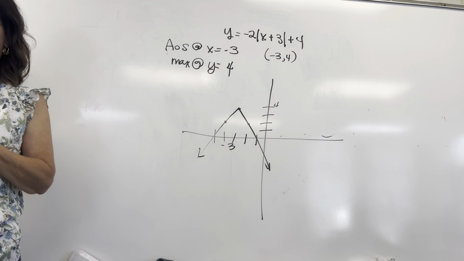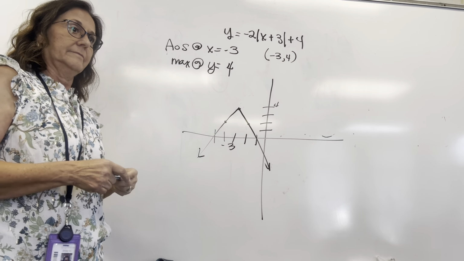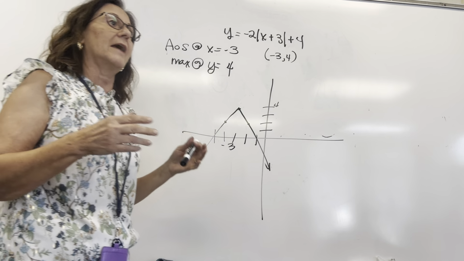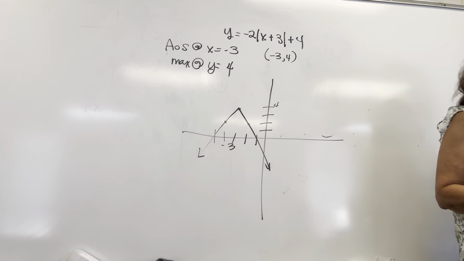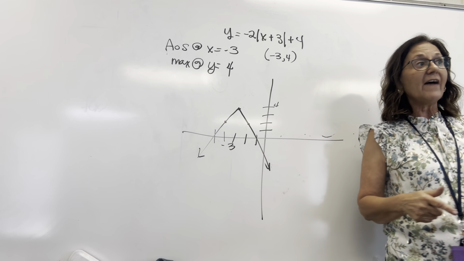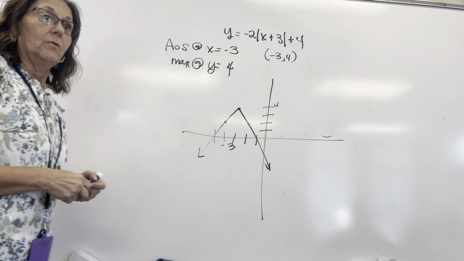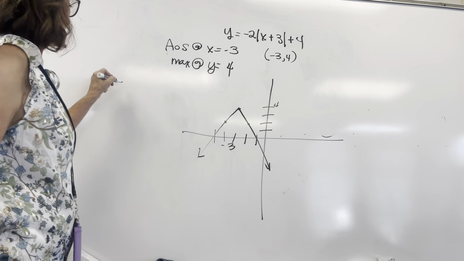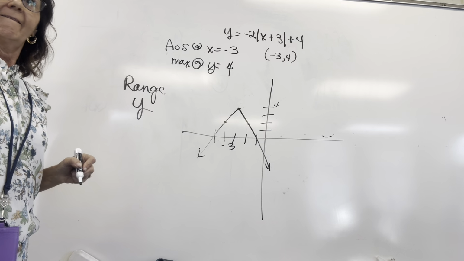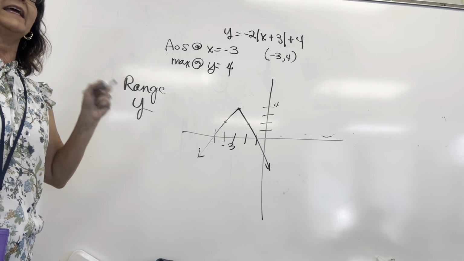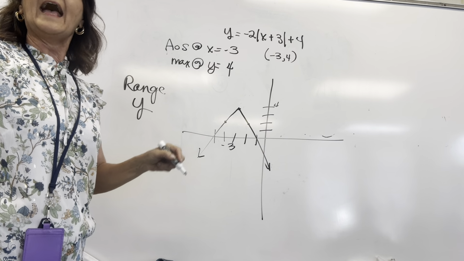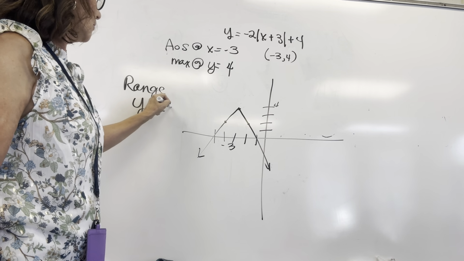Now what's my domain? What did I say about domain? Domain is what values? X or Y? X. Everybody, domain is X. And it's always all reals. But now what's my range? My range is the Y values. So what has to be my range? What's the highest value Y can be? 4. Can it be greater than 4? It has to be less than or equal to 4.